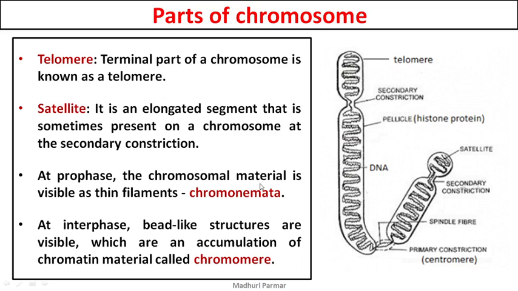At prophase, the chromosomal material is visible as thin filaments. The chromosome at prophase would have condensed a little and it looks like thin filaments. These thin filaments are called chromonemata. At interphase, bead-like structures are visible, which are accumulations of chromatin material called chromomeres. So the chromatin we had studied comes together and forms granular-like structures. These granular structures visible during interphase are called chromomeres.